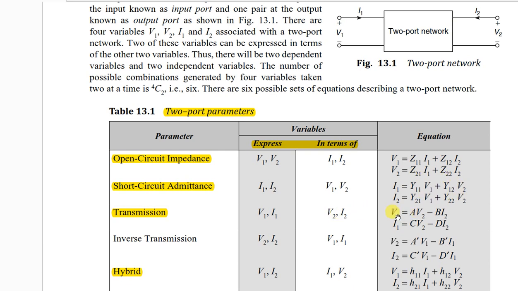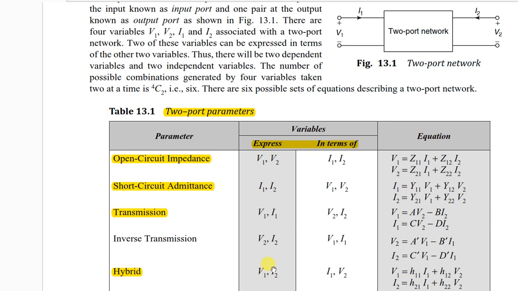In T parameters, the input side variables V1 and I1 are expressed in terms of V2 and minus I2. V2 and minus I2 only for T parameters or ABCD parameters. Minus I2 will come, and for inverse transmission also minus will come, but that is not in your syllabus. So in the transmission parameters, V1 first, then I1, are expressed in terms of voltage V2 and minus I2. Four parameters are A, B, C, D.